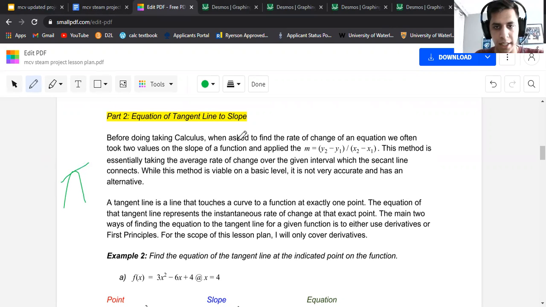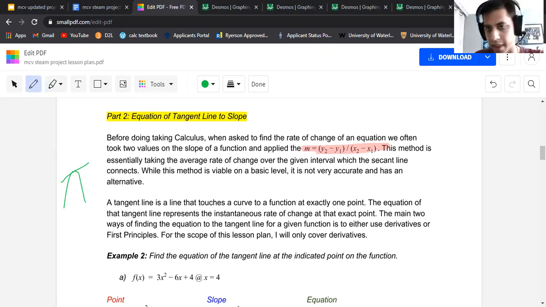Before taking calculus, when asked to find the rate of change of an equation, we often took two values on the slope of the function, applied this ugly formula right here, y2 subtract y1 over x2 subtract x1. This method is essentially taking the average rate of change over the given interval which the secant line connects. While this method is viable on a basic level, it's not very accurate and has an alternative.